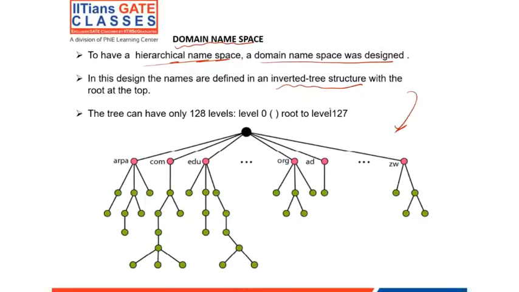So if you design this whole domain namespace, how many levels are possible? 128 levels are possible. If you consider root as 0, the last leaf will be 127. So a total of 128 levels are possible in the domain namespace. This value is very important.